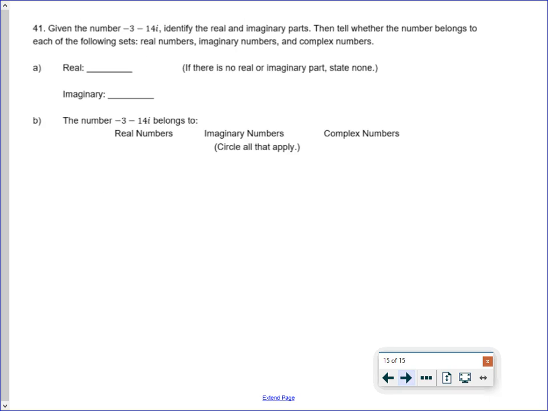And for number 41, we're given a number negative 3 minus 14i. Identify the real and imaginary parts, then tell whether the number belongs to each of the following sets: real numbers, imaginary numbers, and complex numbers. The real part for this is negative 3. The imaginary part is negative 14. And the number negative 3 minus 14i belongs to complex numbers. Once again, we talked about this earlier. We have a real and imaginary part, so it can't be real numbers and it can't just be imaginary numbers. It has to be complex numbers.